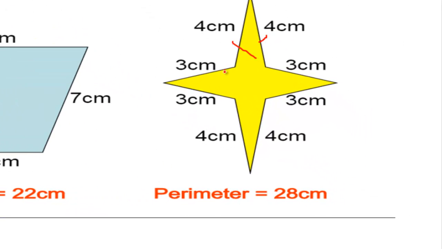1, 2, 3, 4, 5, 6, 7, 8. So we're gonna add 8 sides with each other. So 4 plus 3 plus 3 plus 4 plus 4 plus 3 plus 4 plus 4. So it's gonna equal 28 centimeter.